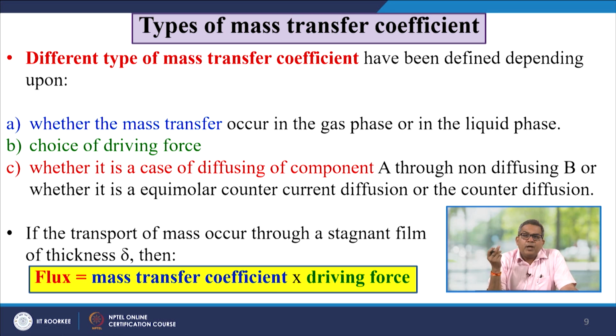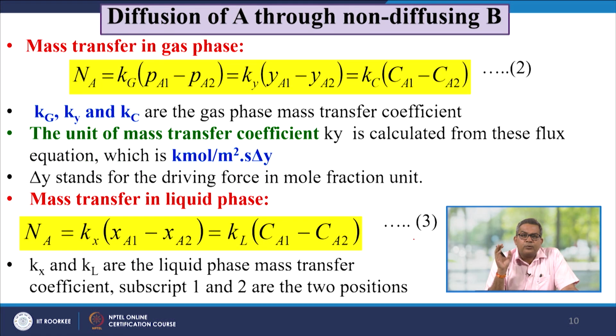Now, the different types of mass transfer coefficient have been defined. This depends on whether the mass transfer occurs in a gas phase or in a liquid phase, then the choice of driving force, then whether it is a case of diffusion of component A through a non-diffusing B, or whether it is an equimolar counter diffusion. Now, if transport of mass occurs through a stagnant film of thickness say delta, then flux is equal to the mass transfer coefficient into the driving force.